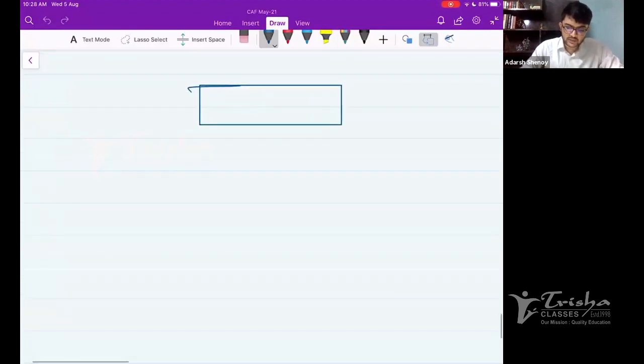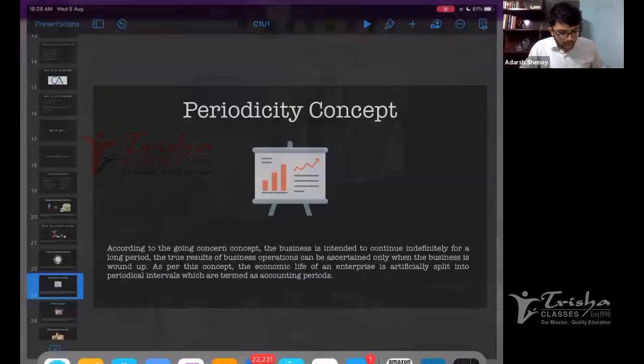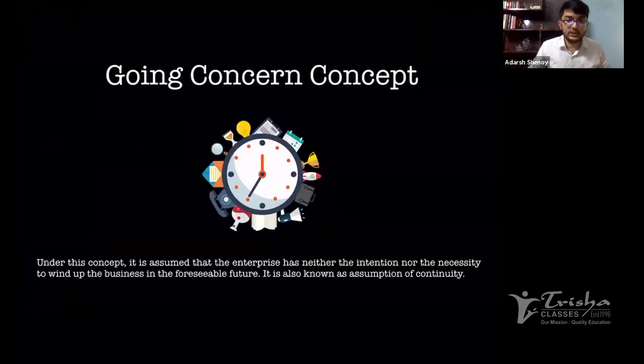What is it doing? My question is very simple. What is it doing in accounting? Why is this concept followed in accounting? Think about it. I will continue this tomorrow. You write this down, the going concern concept. We will discuss this again tomorrow.